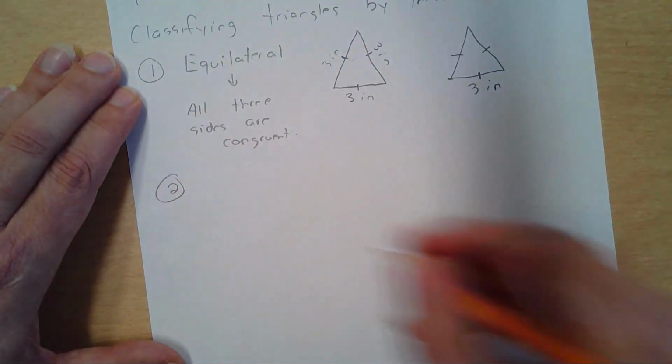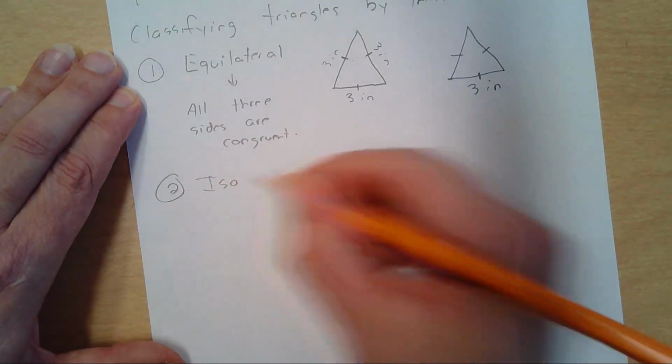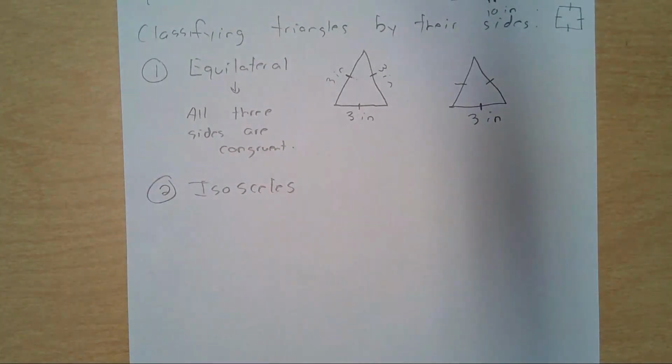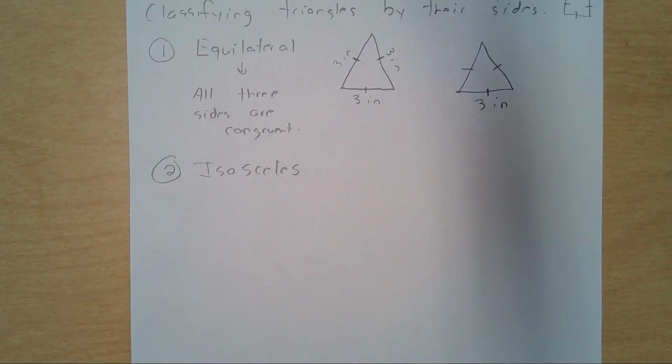So number 2, the isosceles. And no, you don't have to worry about spelling it right on the quiz or test, but that's officially how it's spelled. ISOSCELES.